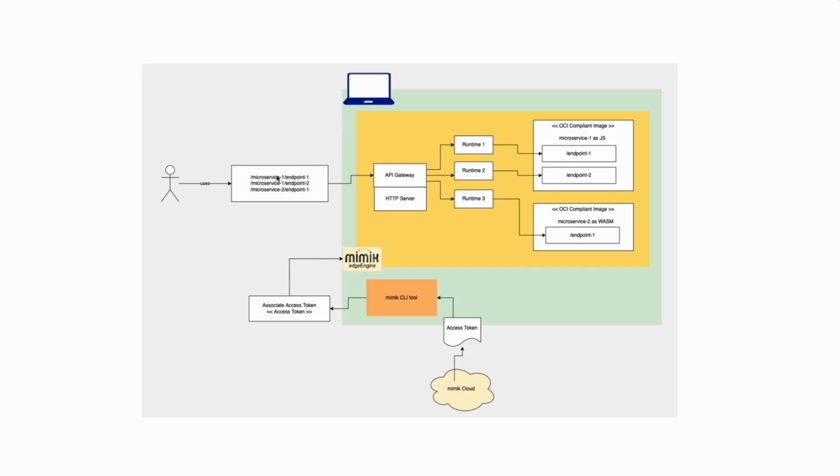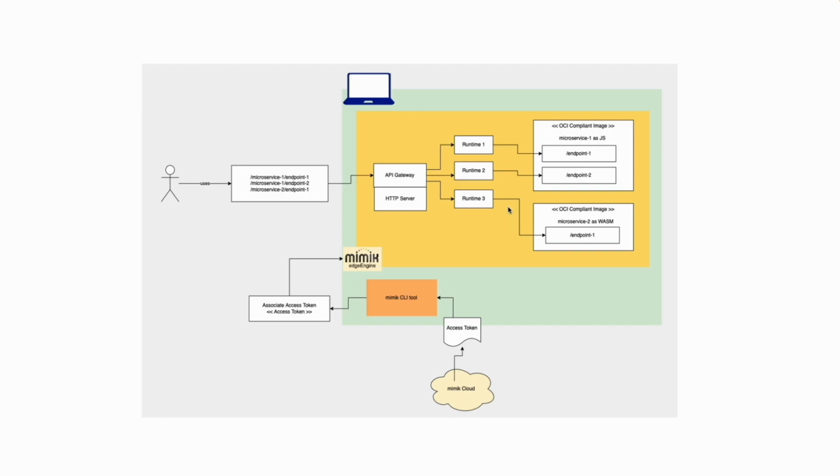So in this case, we have microservice 1, endpoint 1. That's going to create a runtime for endpoint 1. When we call endpoint 2, it'll create a runtime 2. That'll call endpoint 2. And the same with microservice 2, endpoint 1. Every time an endpoint is called, edgeEngine Runtime will create an ephemeral runtime and execute the logic, and then it'll go away. So that's one part that's really important.